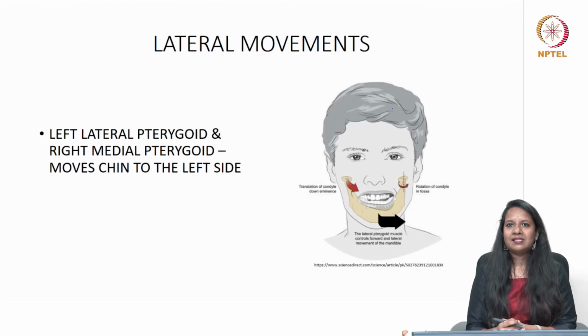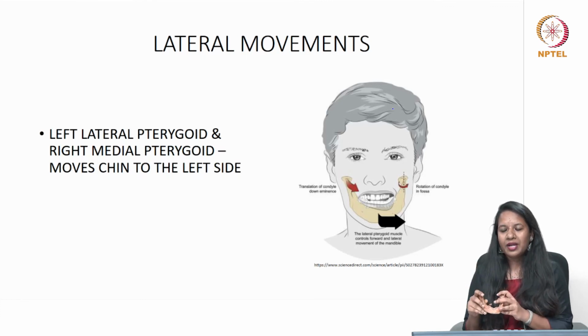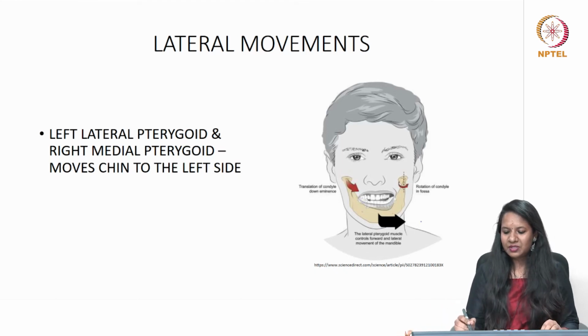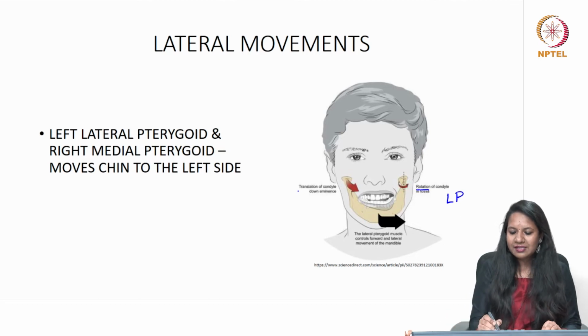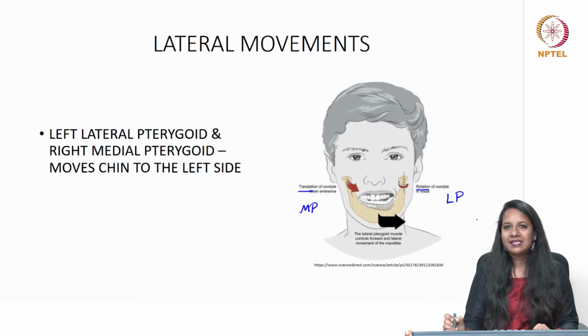Now, the lateral movements, as I have already mentioned: when you want to move your chin to the left hand side, the condyle on the left hand side should rotate, which is taken care by the lateral pterygoid, whereas the right side should glide, which is taken care by the medial pterygoid. So, left lateral pterygoid and the right medial pterygoid will move the chin to the left side. It is clearly given in this picture. If you want to move it to the left side, there is rotation of the condyle which is taken care by the lateral pterygoid muscle, and this translation is taken care by the medial pterygoid muscle, and hence the mandible moves towards the left hand side.